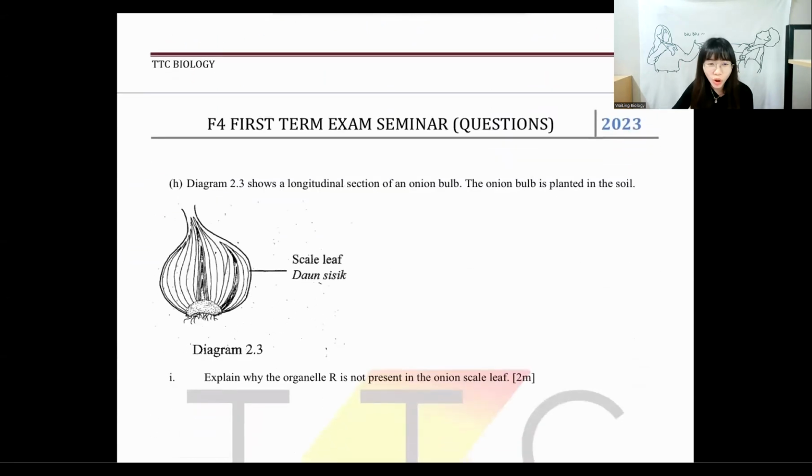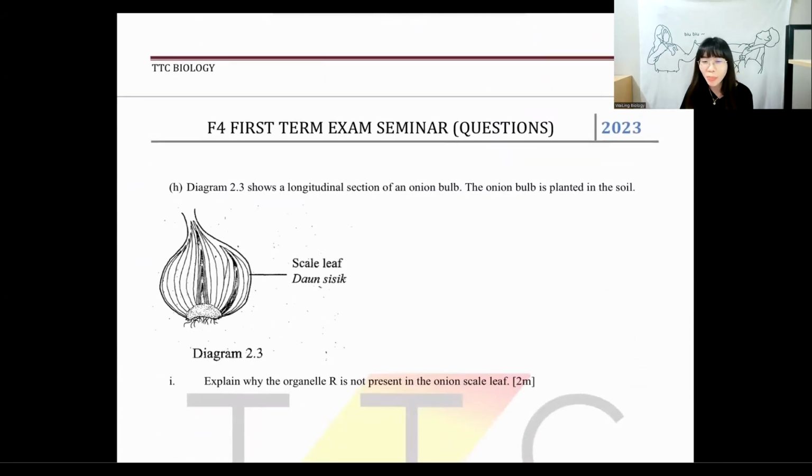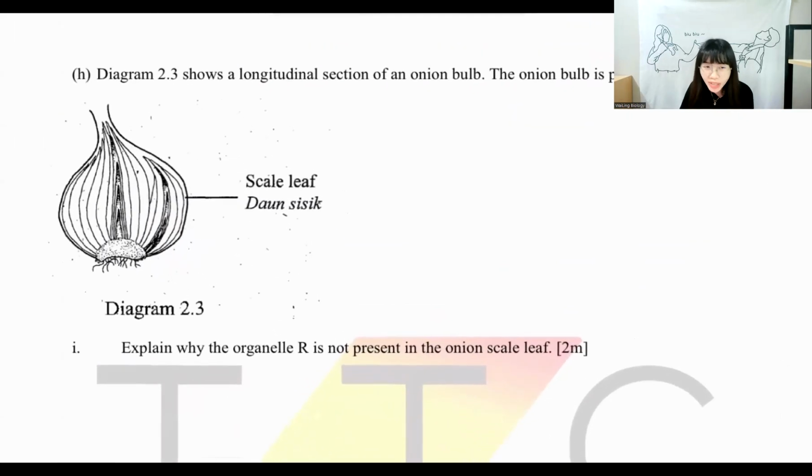So next question asks you, explain why organelle R is not present in onion scale leaf. Because as an onion, they don't need to carry out photosynthesis. What they need is only when they form leaves. But if it's underground, they don't have to form leaves. Then what is the function of onion bulb since they don't have to carry out photosynthesis? What is the function of this onion bulb underground? It's used to store food.